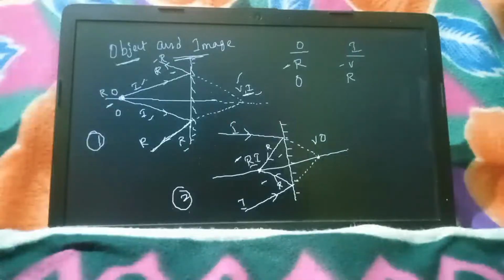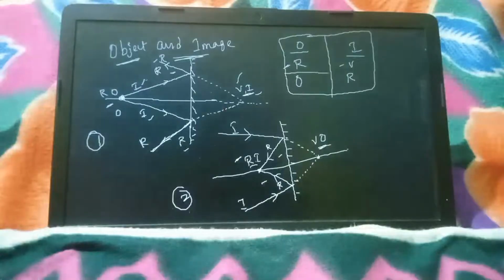And here we are extending the incident rays. Those light rays are meeting at one point on the principal axis. That is called a virtual object. So if you remember these points, automatically you can attempt the MCQs. Very, very important. Object is real, image is virtual.